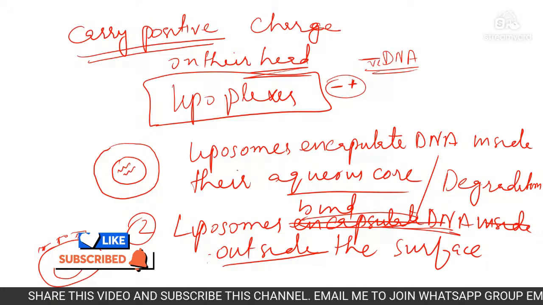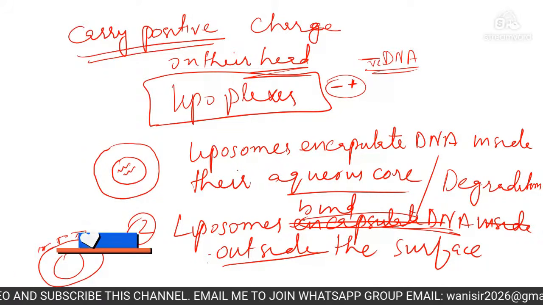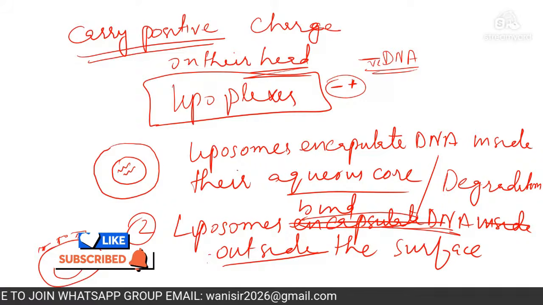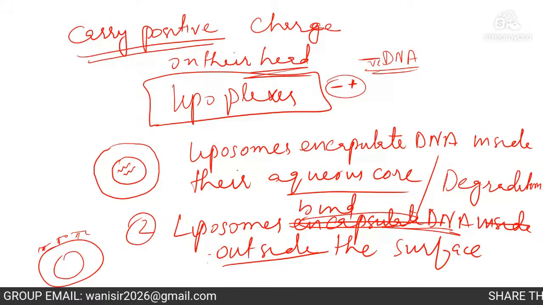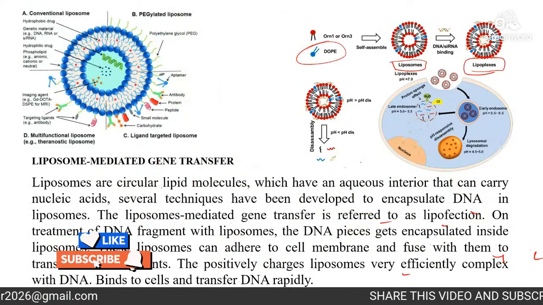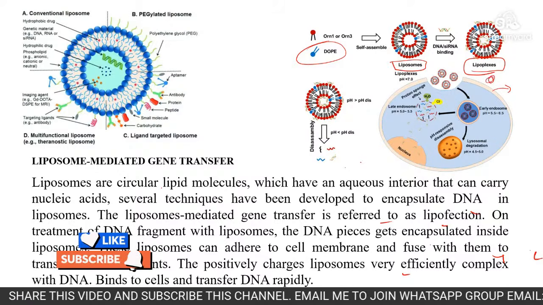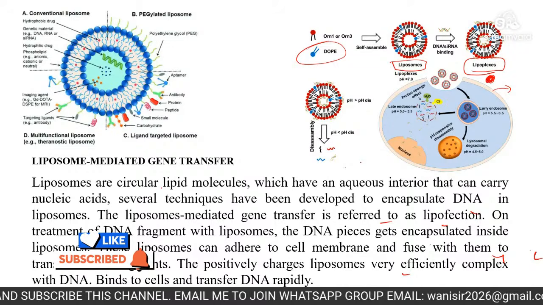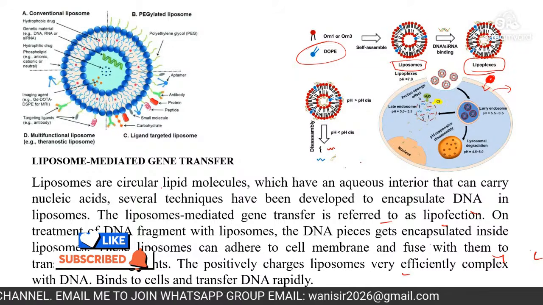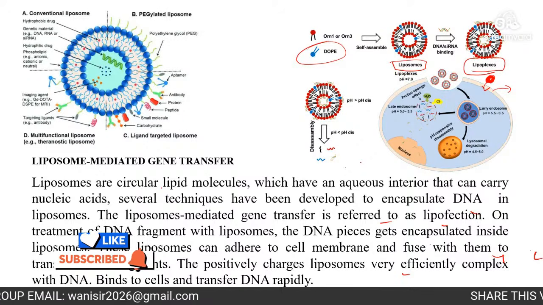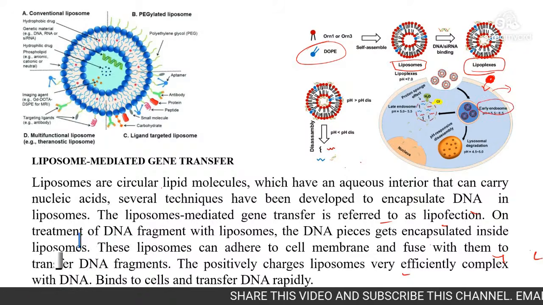When these lipoplexes are added to the cultured cells, they carry the DNA and interact with the negatively charged membrane and attach to the surface. Then they enter the cell either by membrane fusion or endocytosis, the process of endocytosis, forming what is called the early endosome.